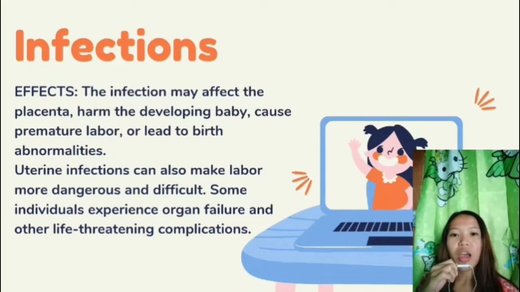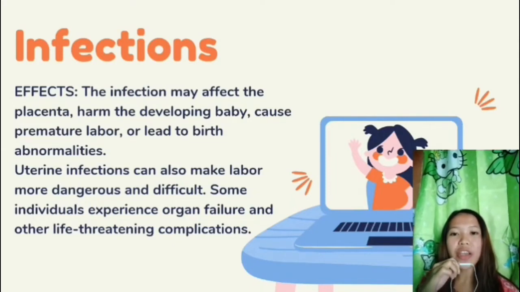What are the effects of infections on fetal development? The infection may affect the placenta, harm the developing baby, cause premature labor, or lead to birth abnormalities. Uterine infections can also make labor more dangerous and difficult. Some individuals experience organ failure and other life-threatening complications.